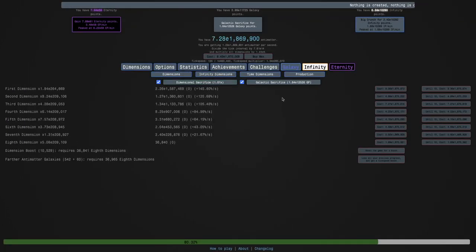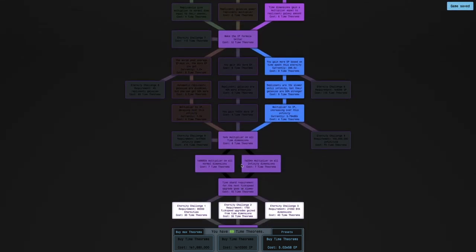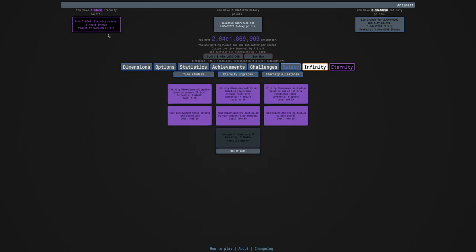Okay, I'm back a day later with disappointing results. It's only 7E61 Eternity points. I thought it was going to be a little more than that. I mean, I guess I can get one time theorem here. So I'm at 69. Nice. But it really isn't all that good because it'll only allow me to get one Eternity point multiplier.